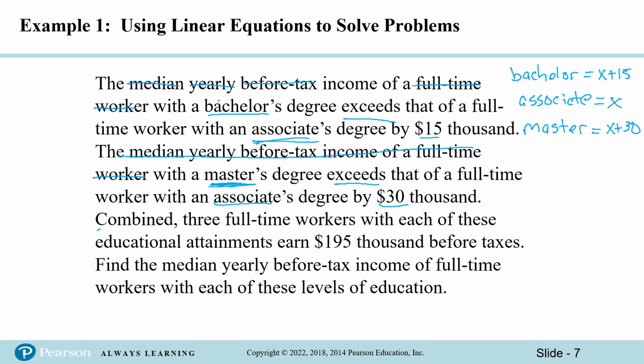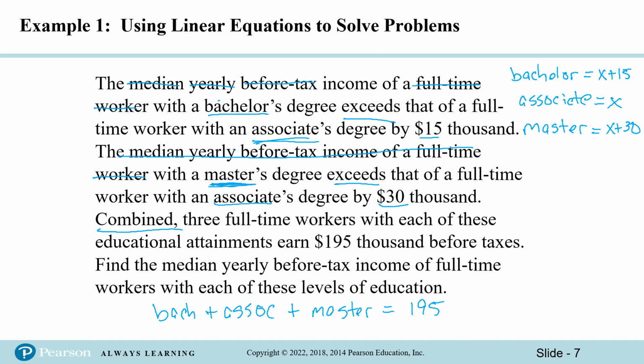Okay, combine. When it says combine, combine means add. So if I take my bachelor's degree, I'm going to write down here, my bachelor's degree plus my associate's degree plus my master's degree, combine, they would get $195,000. Okay, so find the median yearly income of each level.